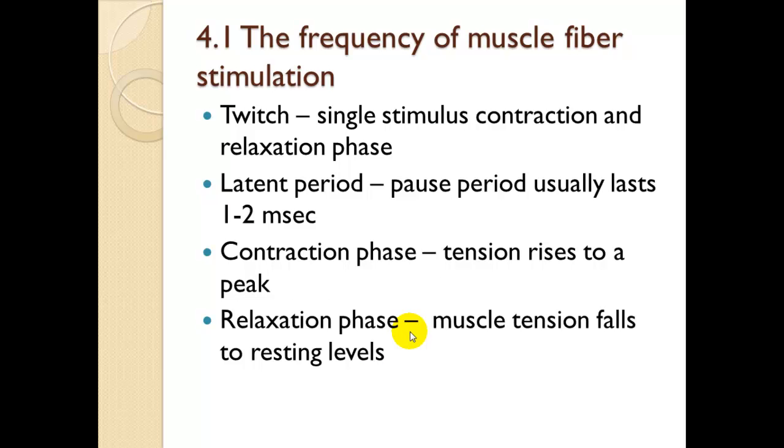4.1, the frequency of muscle fiber stimulation. Twitch is a term. Single stimulus, contraction, and relaxation phase. So everyone, if you've overworked your muscles or something, has probably had a little twitch in your muscle. A latent period. The pause period usually lasts about 1 to 2 milliseconds, and a millisecond is a thousandth of a second. Contraction phase. Tension rises to a peak, and then we have relaxation phase. Muscle tension falls to resting levels.